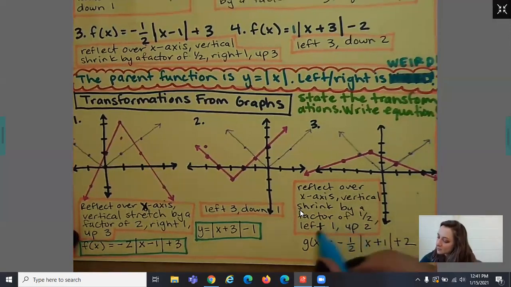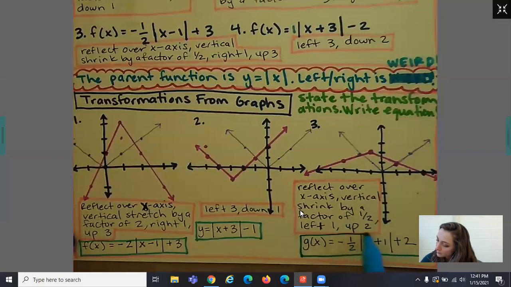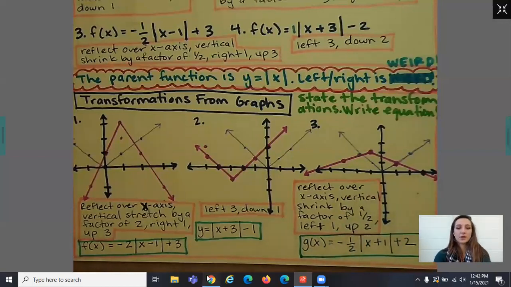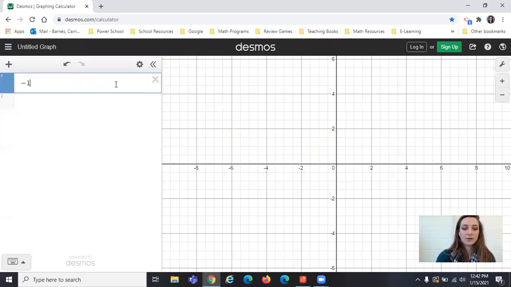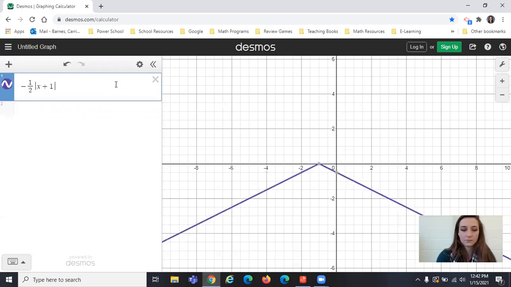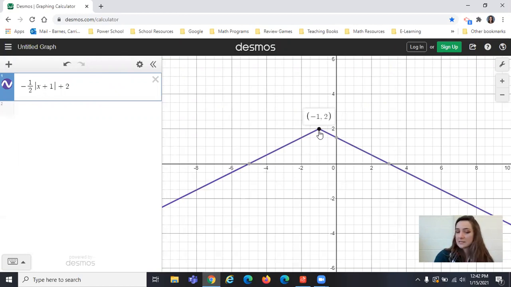Okay, so let's check this last one in Desmos. All right, here we go. And we're going to do -1/2, absolute value of x +1 +2. And we can see that the vertex is at -1, +2. That's the same as our graph. The slope is going down 1, right 2. Down 1, right 2. That's the same. And it's going through 3 on the x-axis and -5. That's good. And it's also going through 1.5 on the y-axis. So we're all good. That means we've done our transformations correctly.